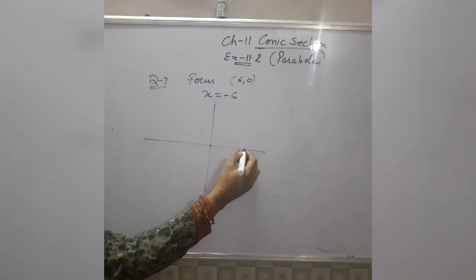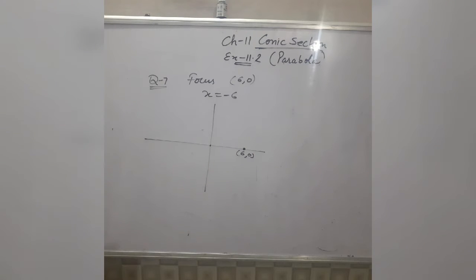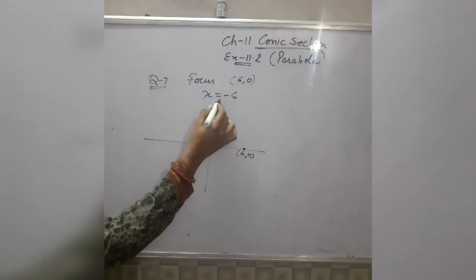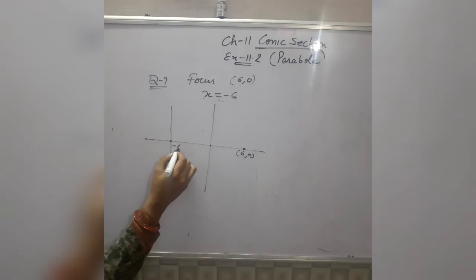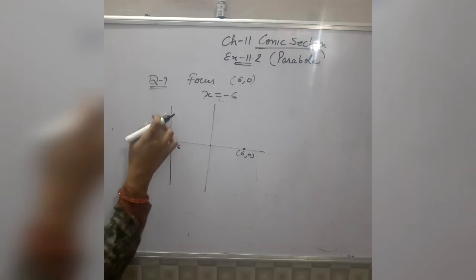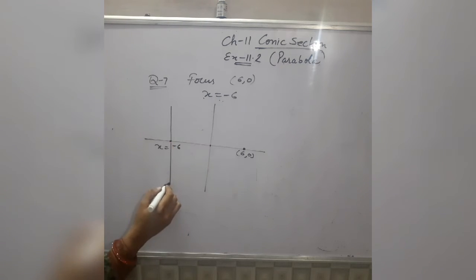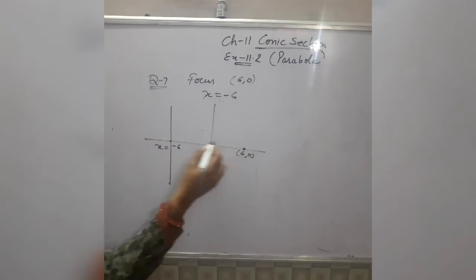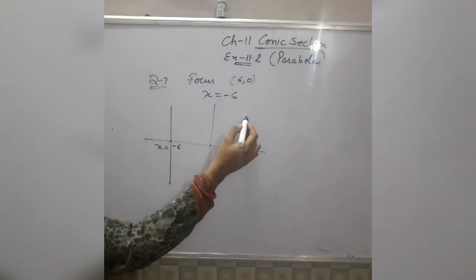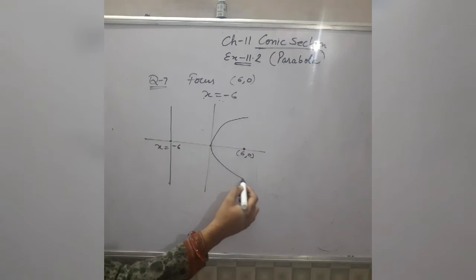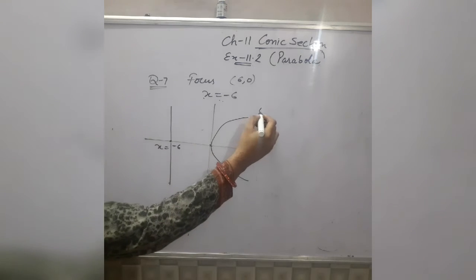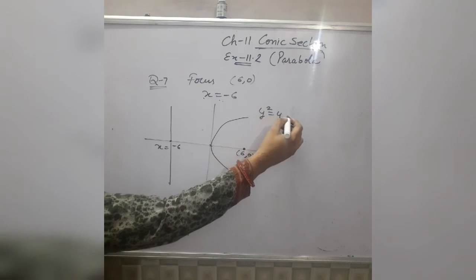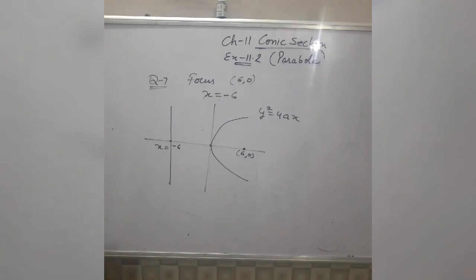It means this point lies on the x-axis, and x equals minus 6 is this line. At this point the value of x is minus 6, so the line x equals minus 6 is parallel to the y-axis. This is the directrix. So from the focus and directrix you can get the idea that this parabola will be a right-handed parabola, and the equation for a right-handed parabola will be of this type: y square is equal to 4ax.